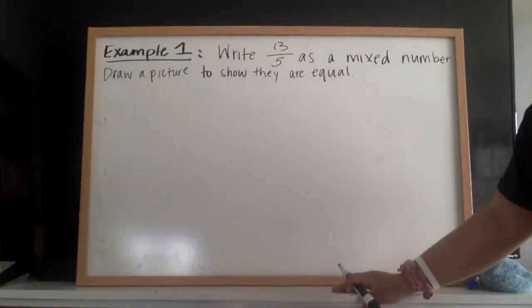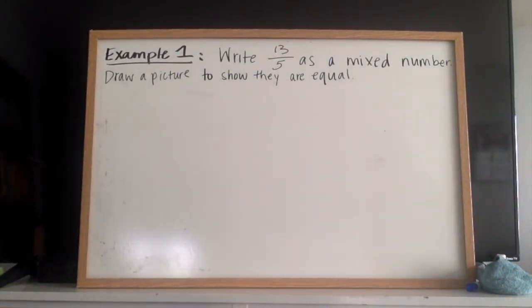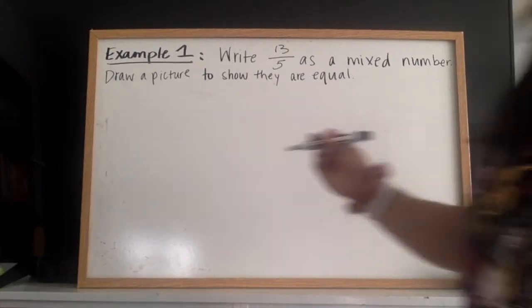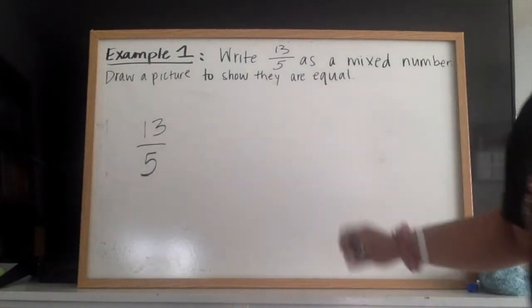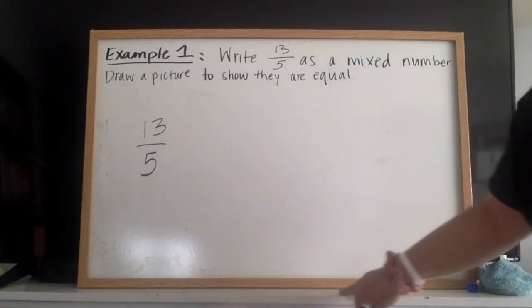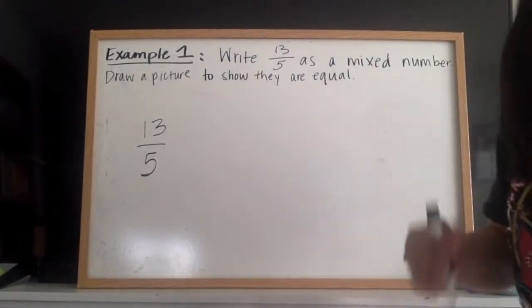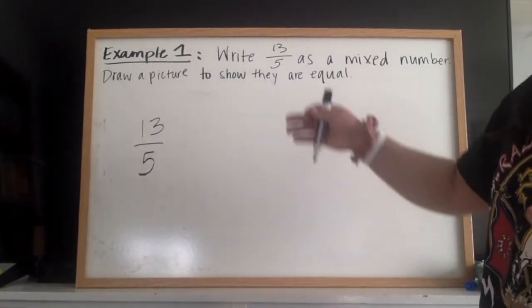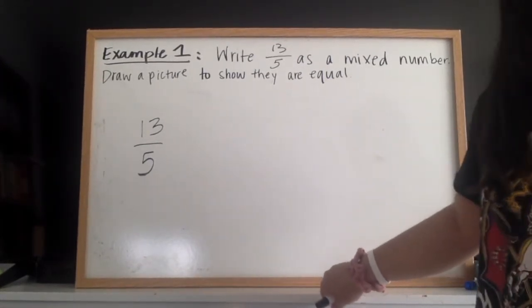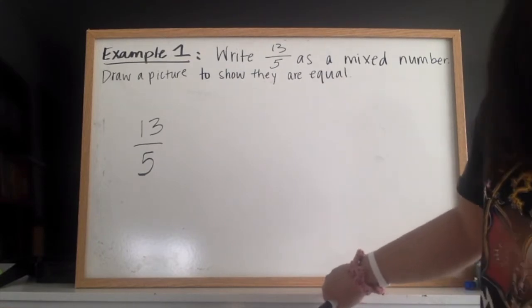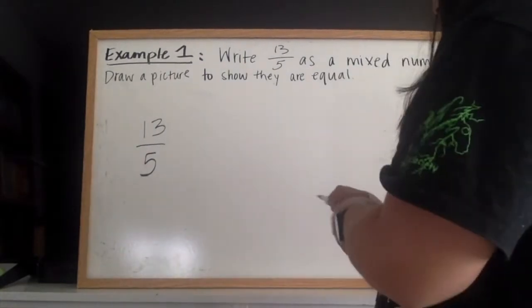Example 1. Write 13/5 as a mixed number. Draw a picture to show they are equal. So we are taking 13/5 and we need to make it a mixed number. To make it a mixed number, we need to figure out how many whole numbers there are, and then whatever's left over or whatever remains will be the fraction, okay? So in order to find how many whole numbers there are, we need to divide. So we need to take 13 divided by 5.